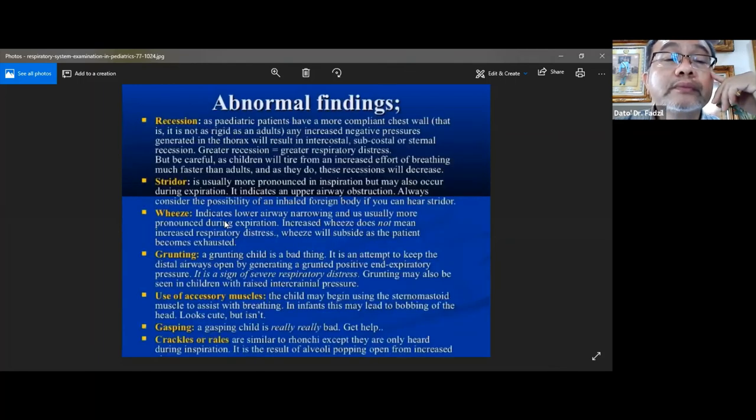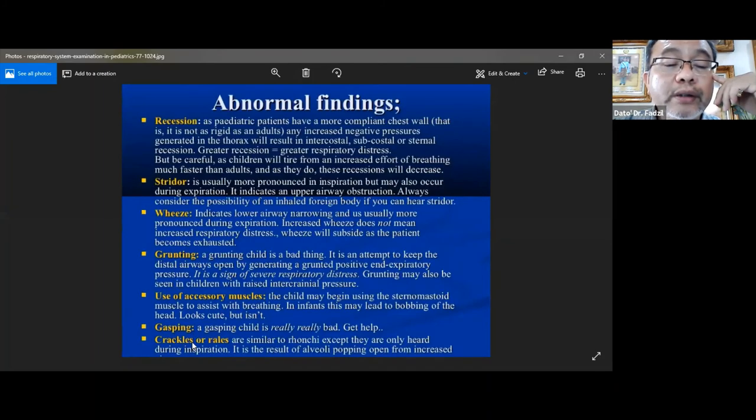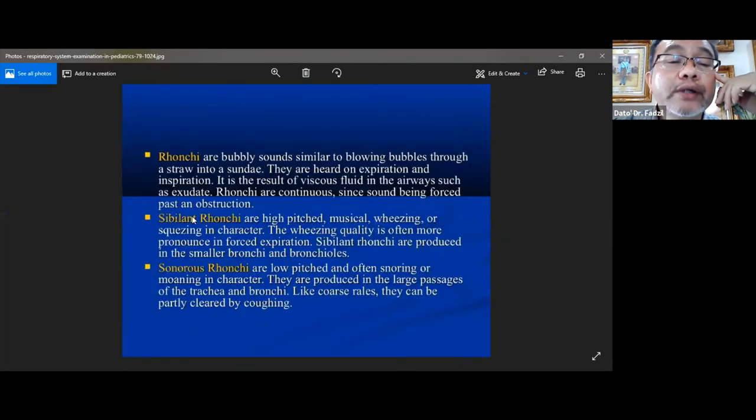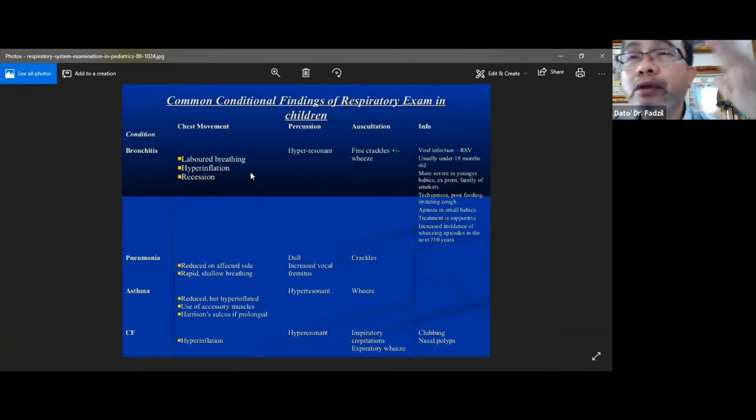and then breathe back. So a few more abnormal findings: recession, stridor, wheeze, grunting, using accessory muscles, gasping, crepitation. We discussed a lot just now. People just remember ronchi only, or wheezing. And then after you finish your auscultation, both in front and at the back, you go to palpation of the abdomen to look for whether there is any liver that we push down or not.